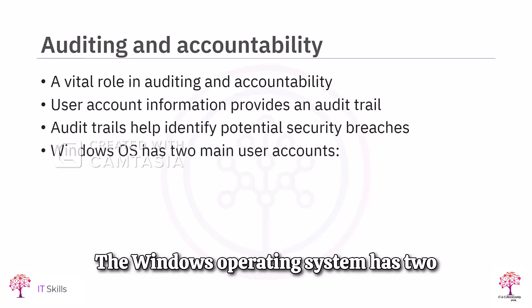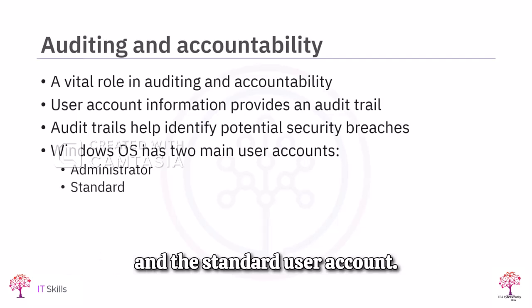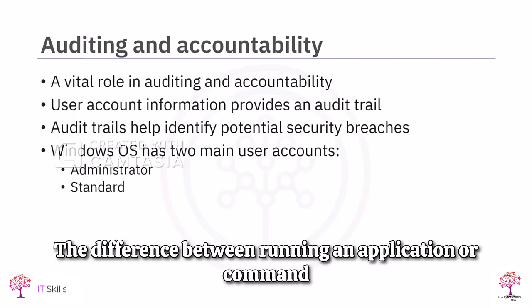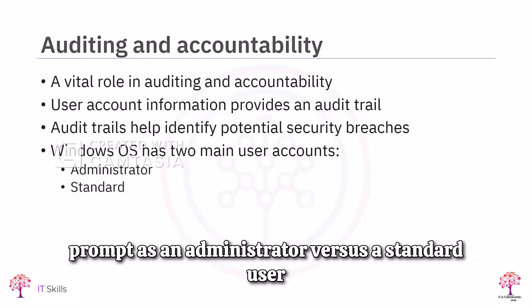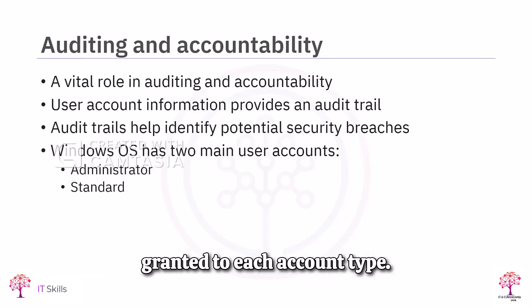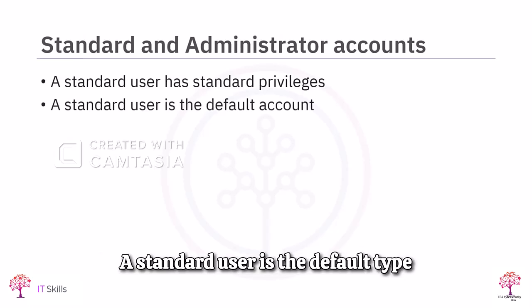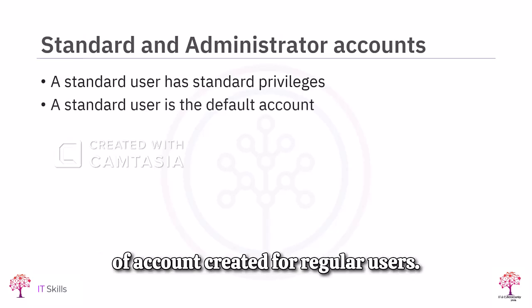The Windows operating system has two main user accounts, the administrator account and the standard user account. The difference between running an application or command prompt as an administrator versus a standard user lies in the level of permissions and privileges granted to each account type. A standard user has standard privileges. A standard user is the default type of account created for regular users.